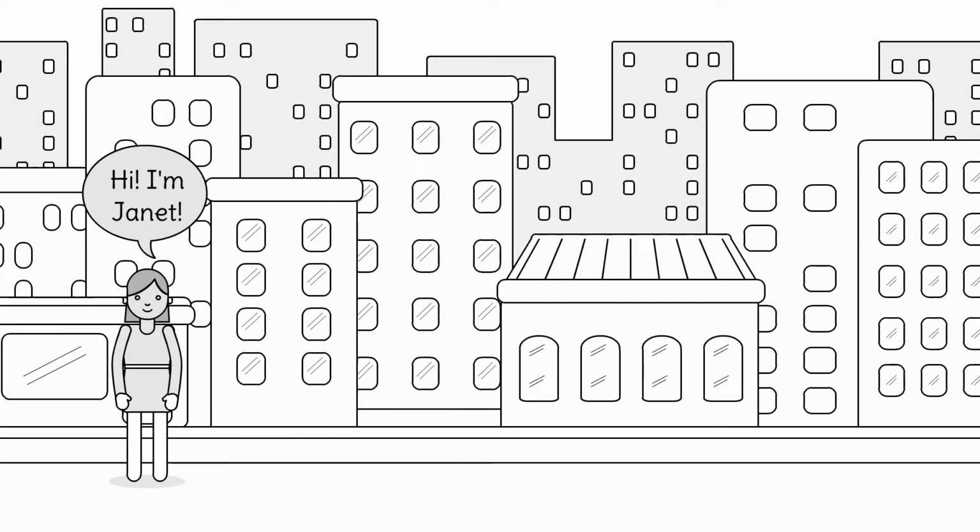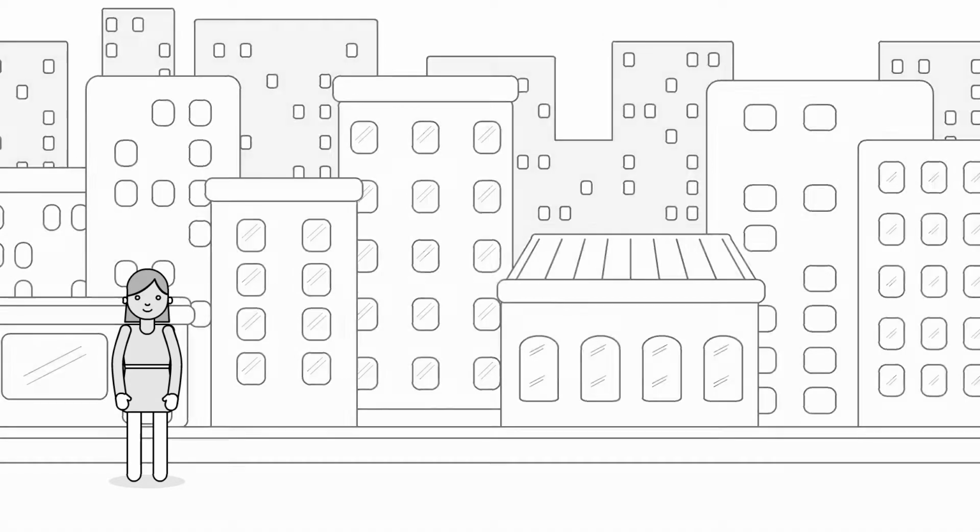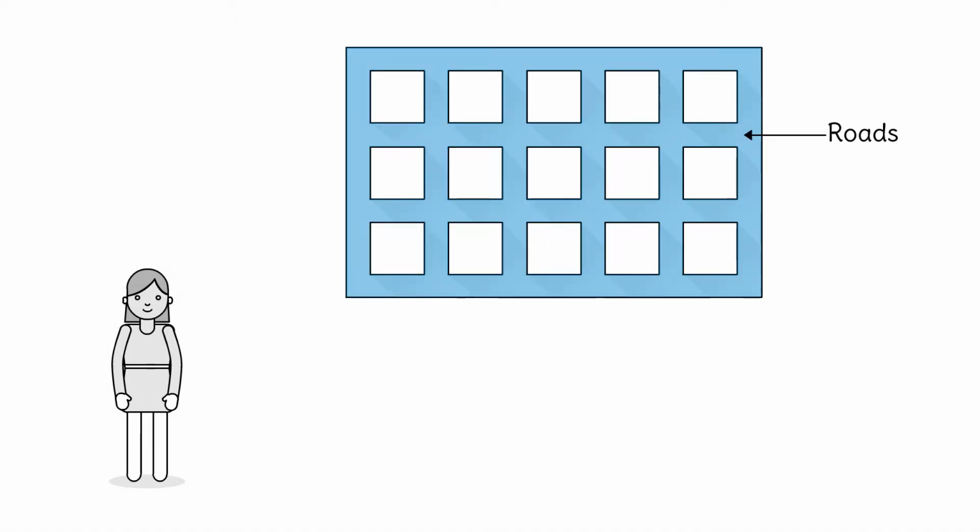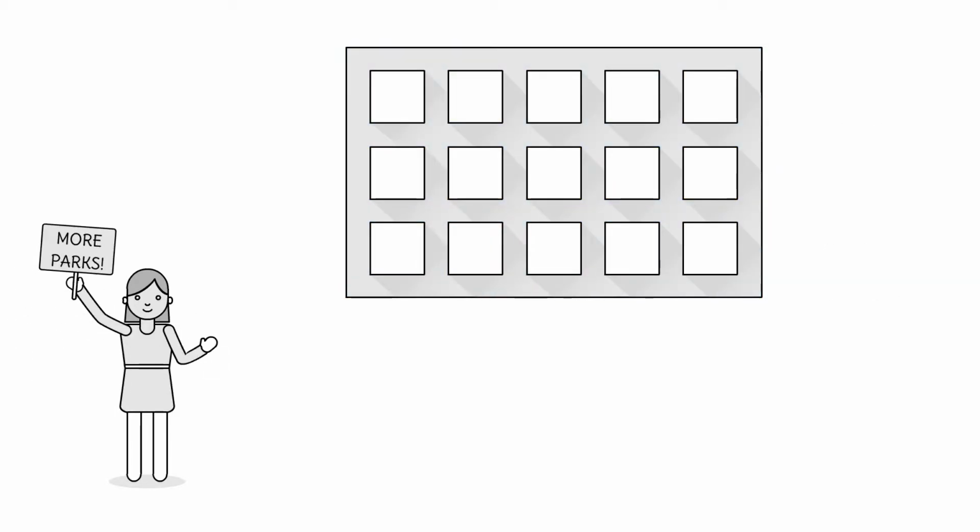Janet lives in a crowded downtown neighborhood in a big city. She loves her downtown, but there are too many paved roads and no parks. Here's a map. These are the roads, and these are the blocks full of buildings. Janet decides to fight for more parks.